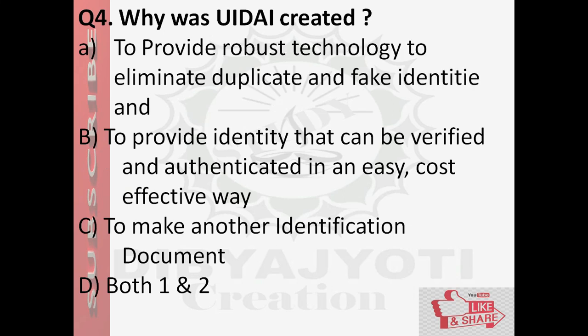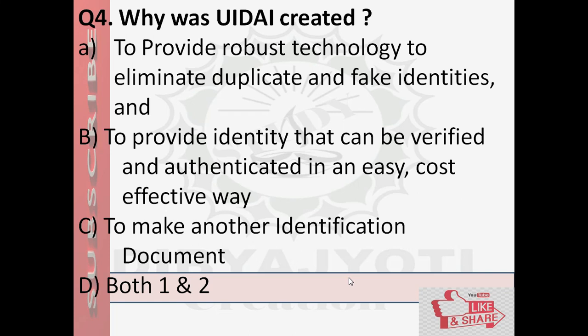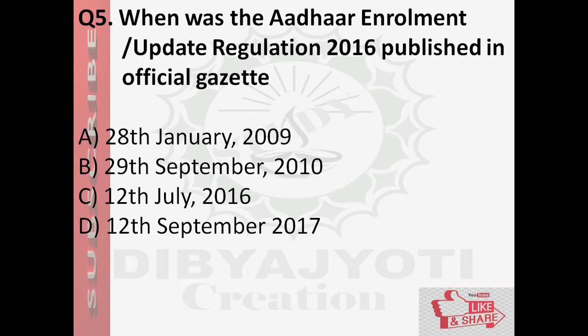Why was UIDAI created? Option A, to provide technology to eliminate duplicate and fake identities. Option B, to provide identity that can be verified and authenticated in an easy, cost-effective way. Option C, to make another identification document. Option D, both 1 and 2. And answer is option D, both 1 and 2. Then move on to question number 5.